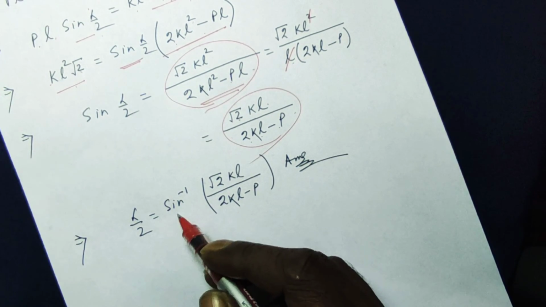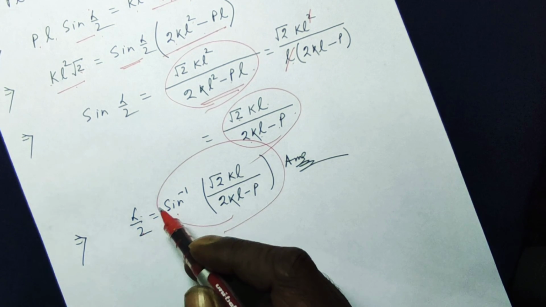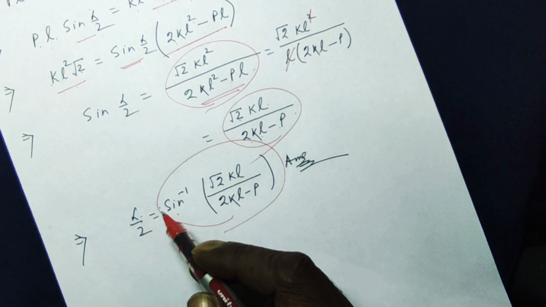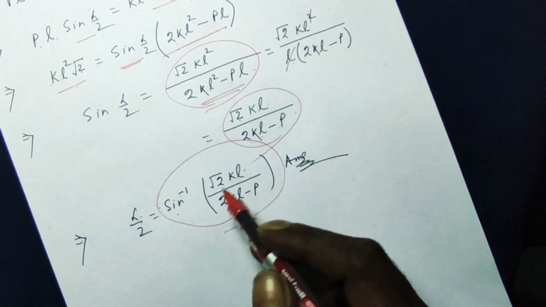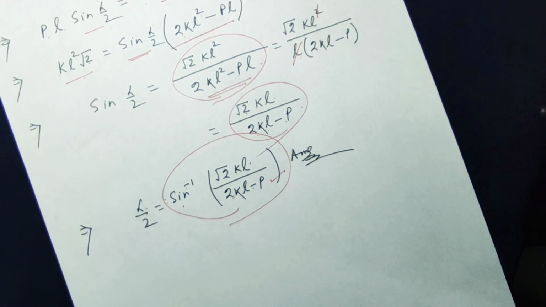So alpha by 2 is sin inverse of this. Or you can say alpha is equal to, 2 will come to this side, 2 times sin inverse root 2 KL over 2 KL minus P. So it's a good one.